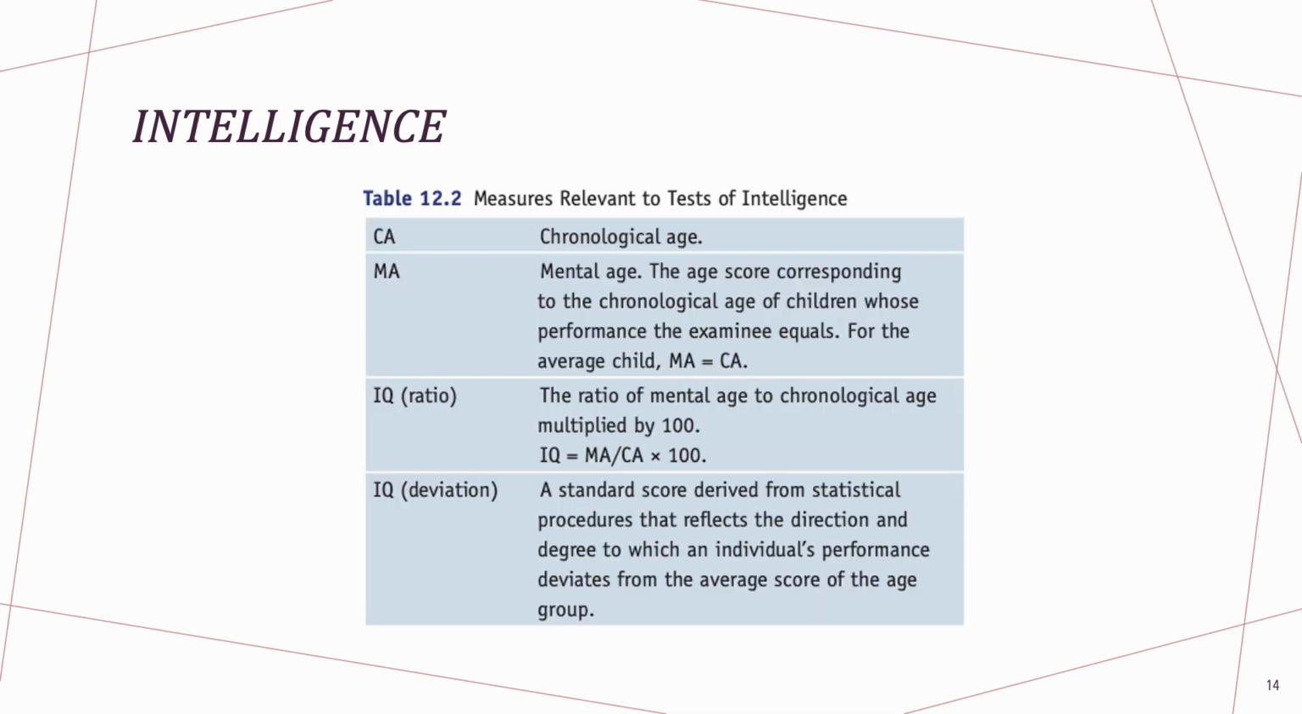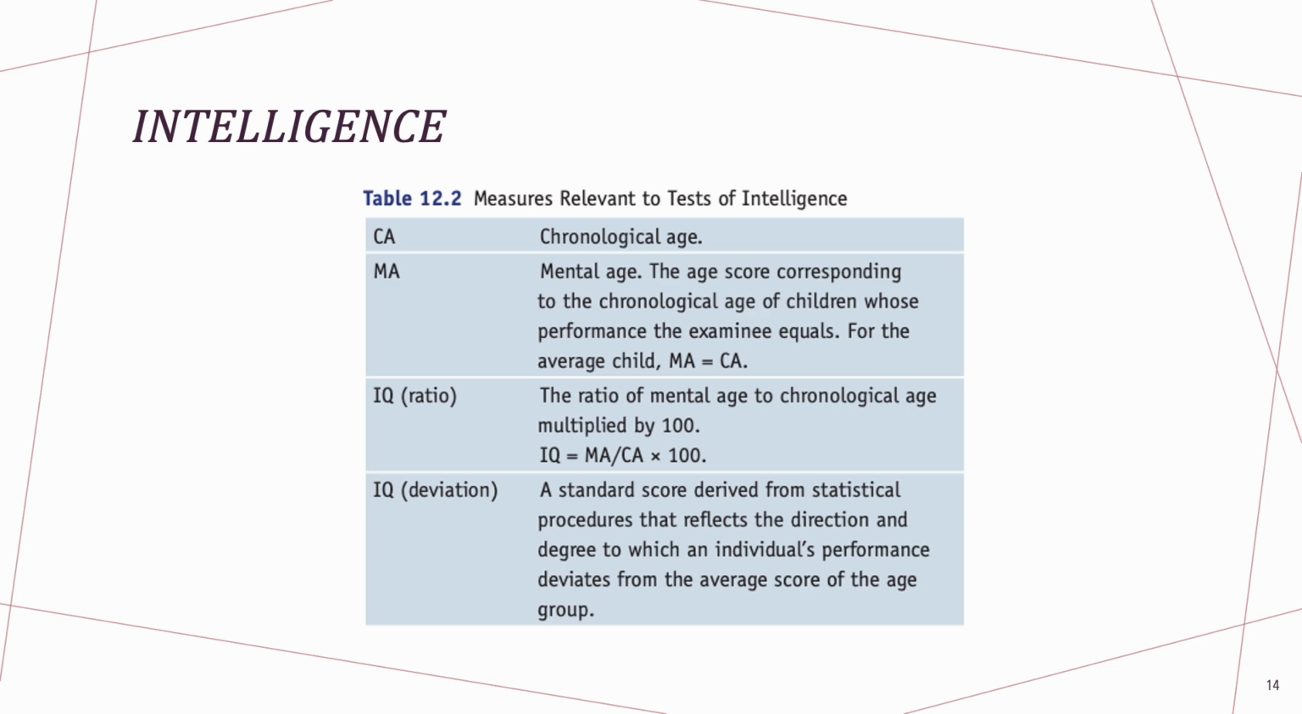So this is from your book, but this just highlights different ways that people have conceptualized and measured intelligence. So at one point we used chronological age, just how old are you in terms of years. We also had the concept of mental age. So the mental age is the age score that corresponds to the chronological age of children whose performance equals the performance the examinee equals. We also had IQ, but from a ratio standpoint, so where we were looking at the ratio of mental age to chronological age, and then that ratio was multiplied by 100 just to avoid having decimals.